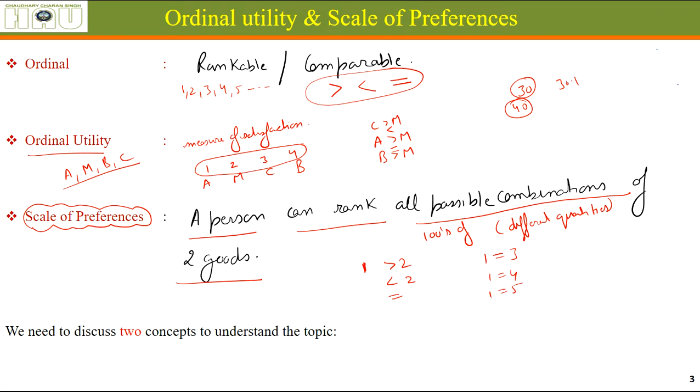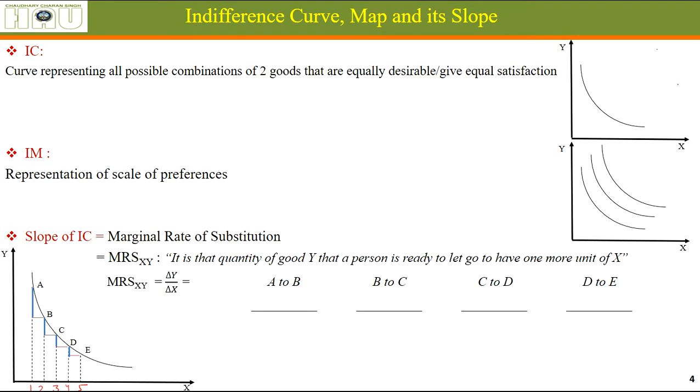So now in order to understand this total ordinal utility approach of consumer behavior, we need to understand two concepts. First is indifference curve, IC, and second is budget line. So let's begin with indifference curve. Now, what is an indifference curve? Indifference curve, map and its slope, these are its properties.